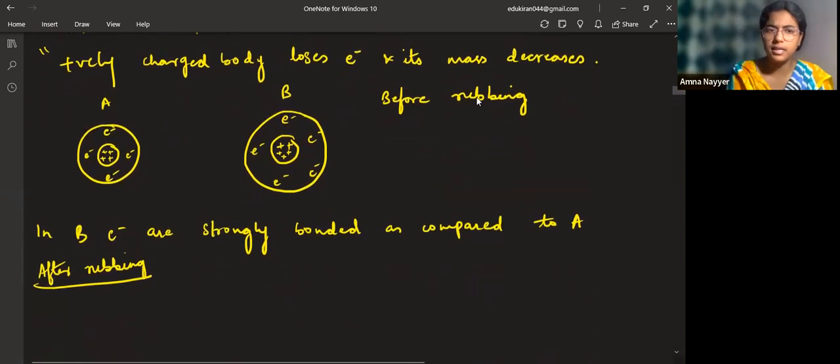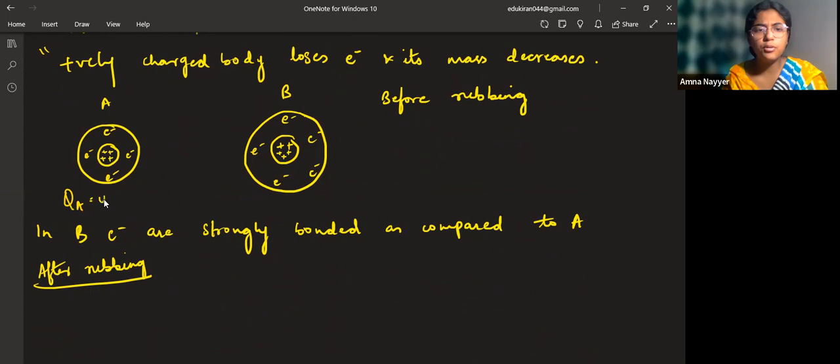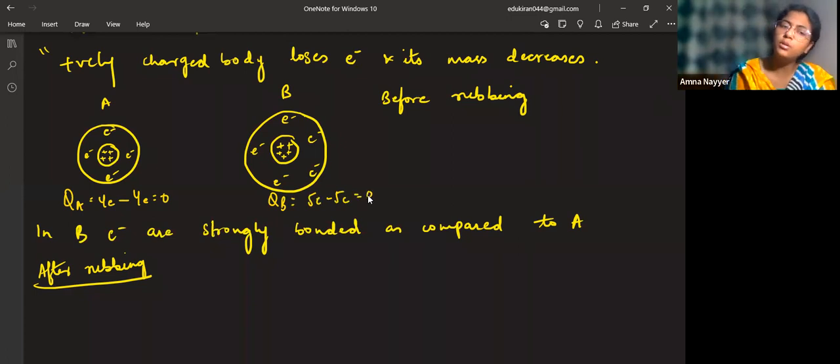Before rubbing, this is the state. This is body A, this is body B. What is the charge on body A? 4 electrons and 4 protons, that is 0, a neutral body. Similarly for B also, 5 electrons and 5 protons. This is also a neutral body.